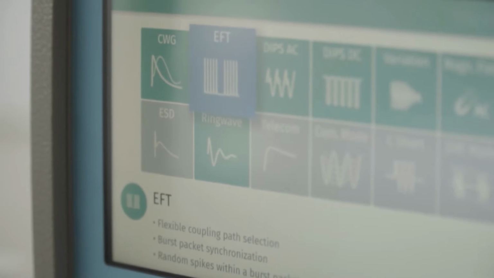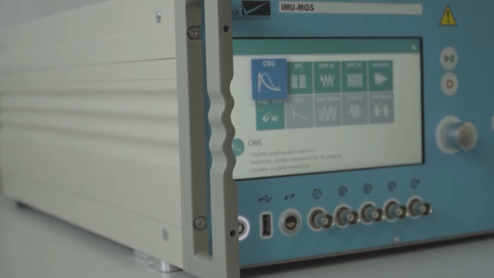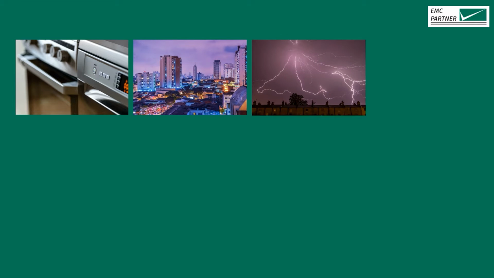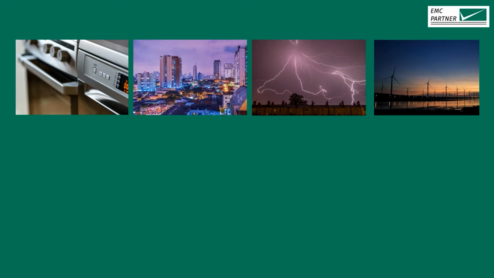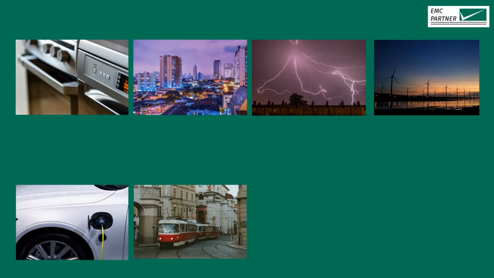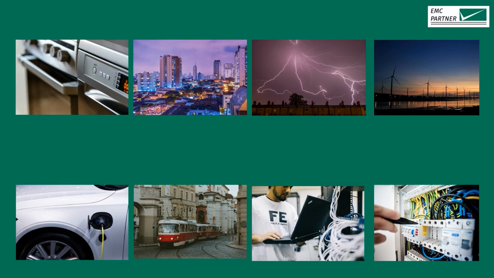This is a video introduction to the EMC partner IMU MG series of transient impulse generators. Why do we need the IMU MGE series generators? The EMC environment is a complex situation. Disturbance sources such as lightning, electrostatic discharge, harmonics and flicker, and the EMC concept is that all electronic equipment will work together within this environment.